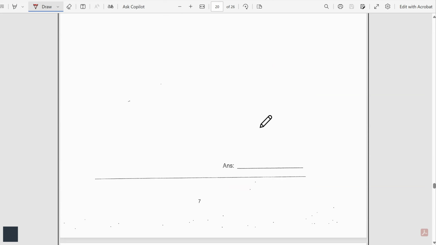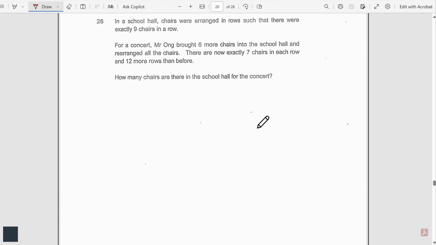Question 26. In a school hall, chairs were arranged in rows such that there were exactly 9 chairs in a row. For a concert, Mr. Ong brought 6 more chairs to the school hall and rearranged all the chairs. There are now exactly 7 chairs in each row and 12 more rows than before. How many chairs are there in the school hall for the concert?